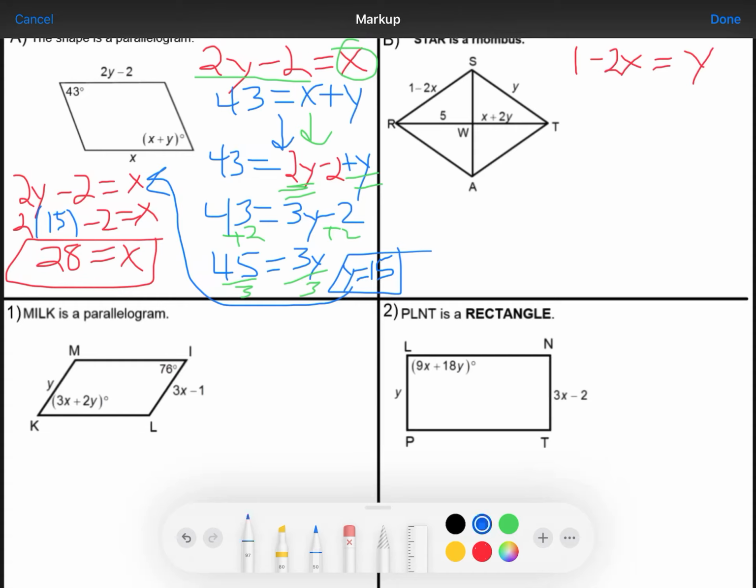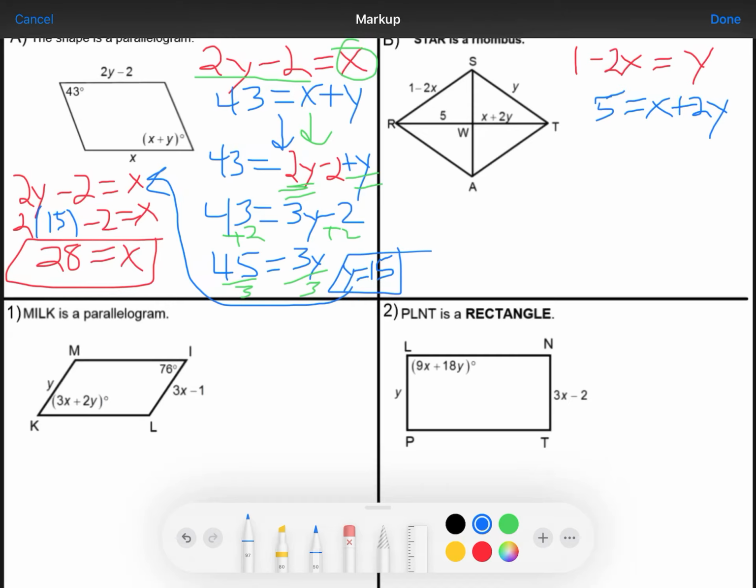Separately, the diagonals bisect each other. That's true in parallelograms and rhombuses. So you just set those equal. Careful, is everything equal? Well, on problem number 1, yes, it's just like problem number A. Opposite sides are equal, set them equal. Opposite angles are equal, set them equal.